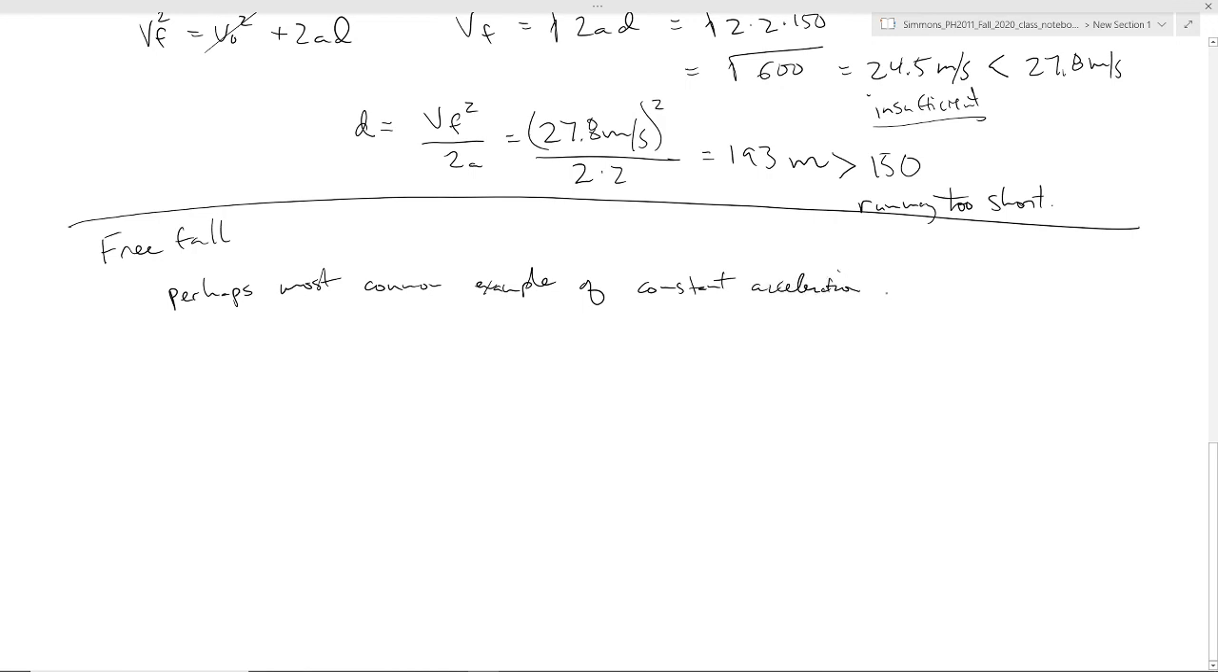We give it its own letter, lowercase g. This is the acceleration due to gravity, basically at the surface of the Earth.